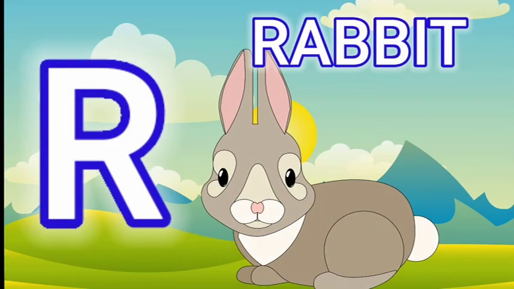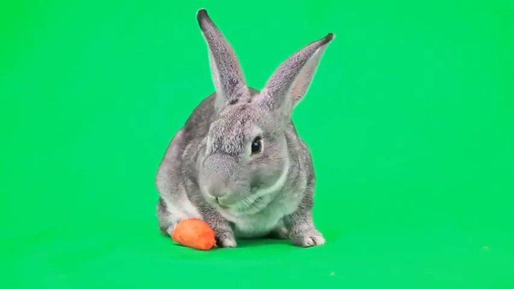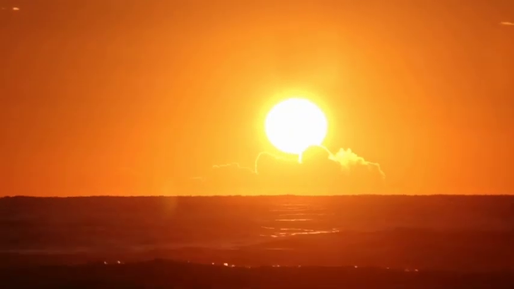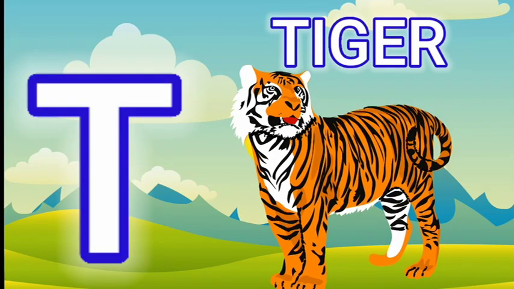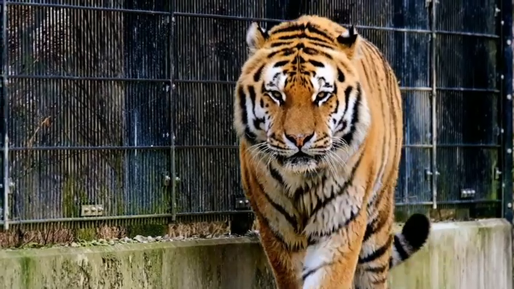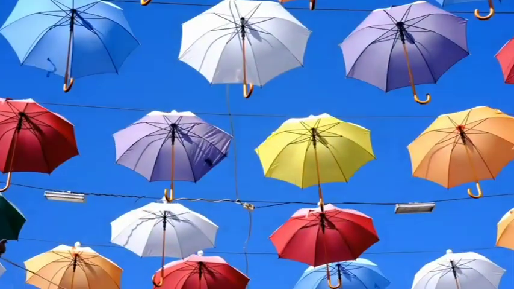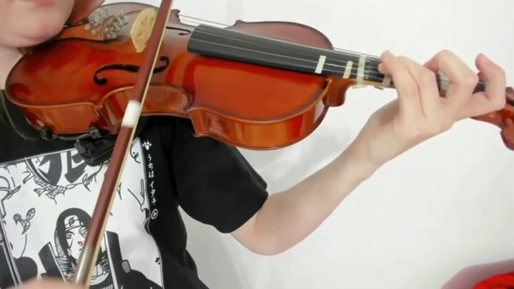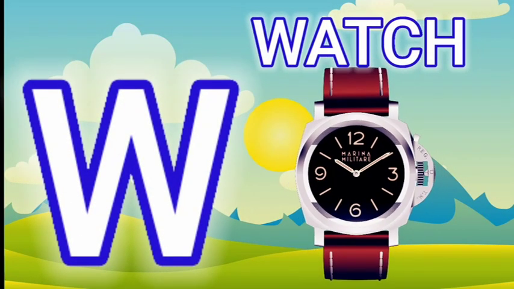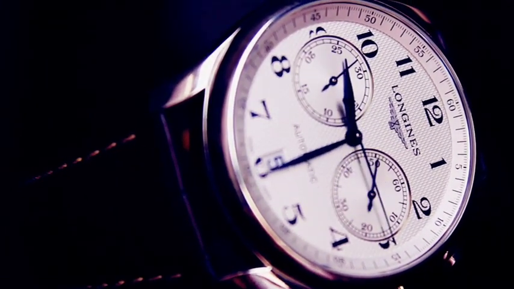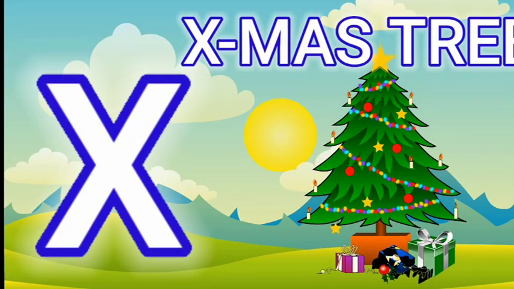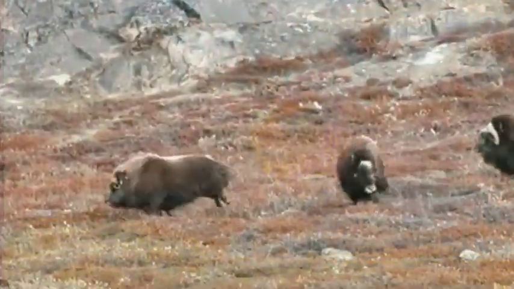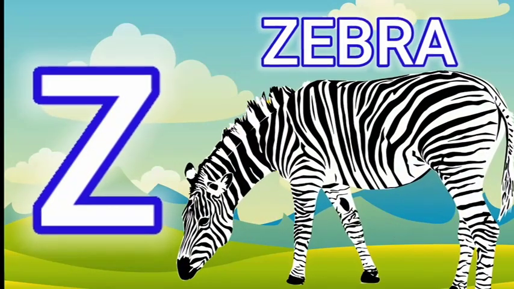R, R for rabbit. S, S for sun. T, T for tiger. U, U for umbrella. V, V for violin. W, W for watch. X, X for X-mas tree. Y, Y for yak. Z, Z for zebra.